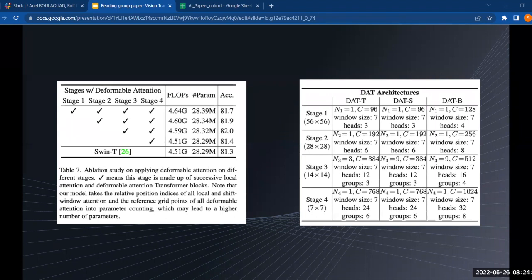And C is the channel dimension. The window size is the region size in the local attention module. Heads is the number of heads in the deformable attention block. And the groups are the offset groups in the deformable attention. So this table basically shows the different configurations they have used in comparing the performance of this model to the other models. Okay, this is it for the model architecture.